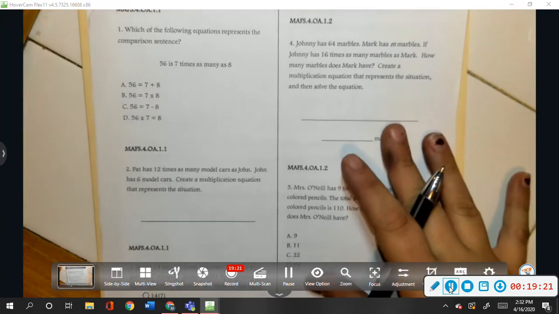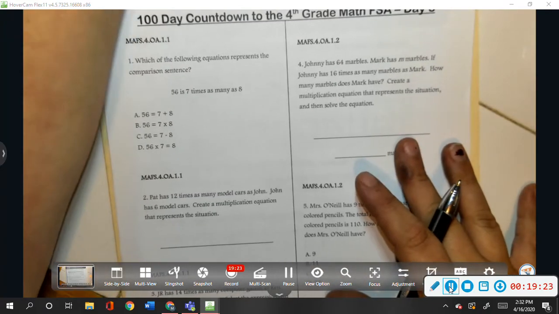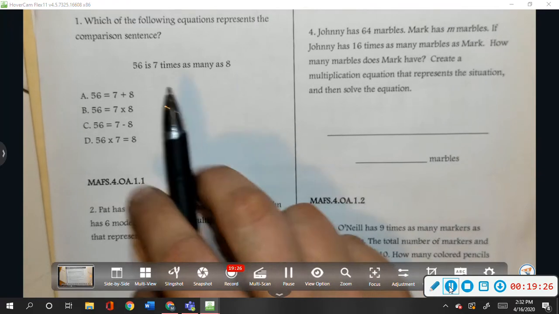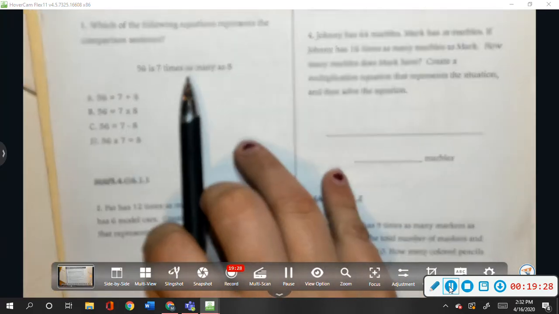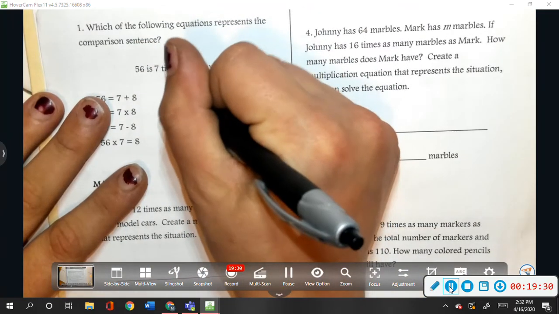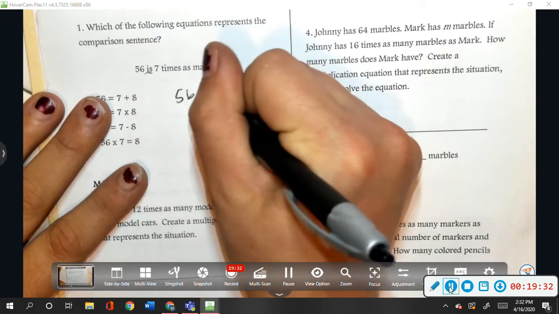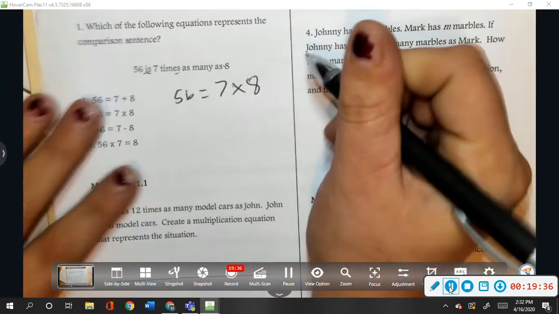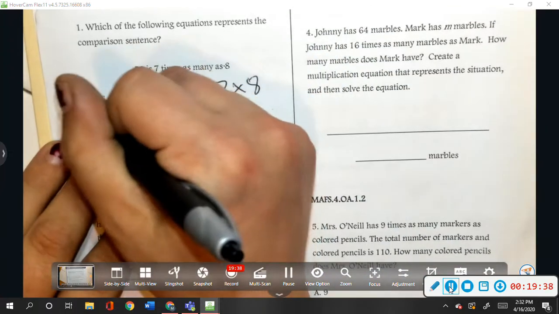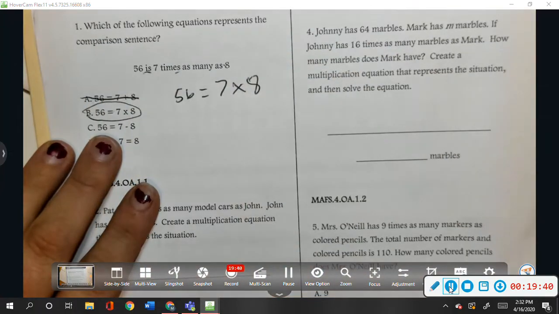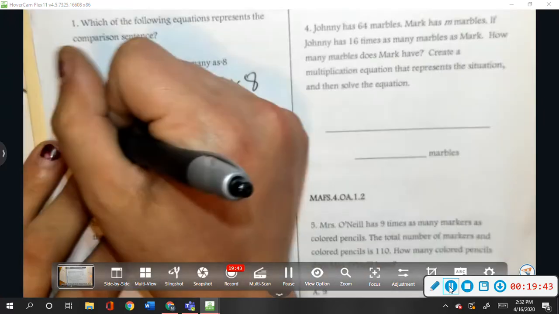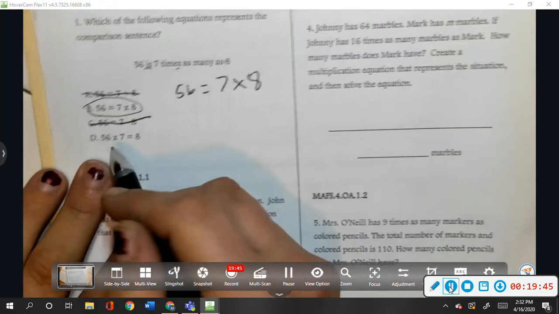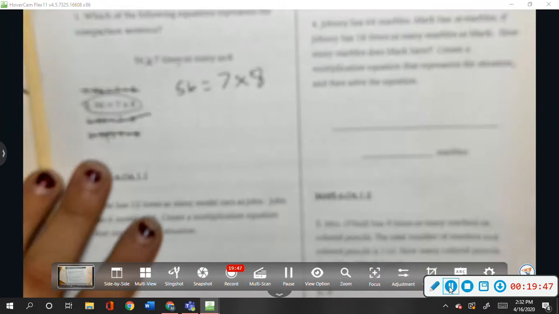It says, which of the following equations represents the comparison sentence? 56, remember that is the same as equal, 7 times as many as 8. So we know that this one's right. We know that one's wrong because that's addition. That one's wrong because it's subtraction. And that one's wrong because it is multiplying the wrong number.